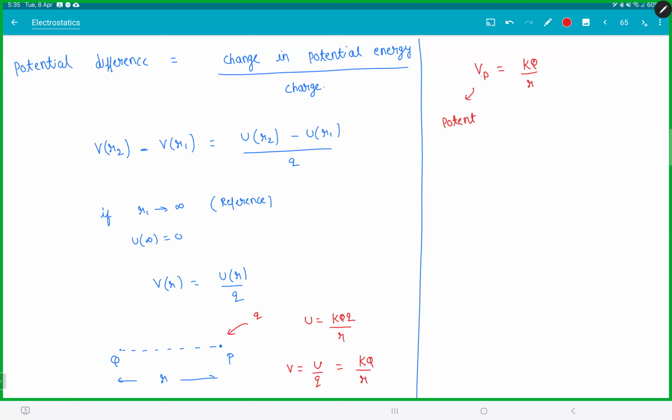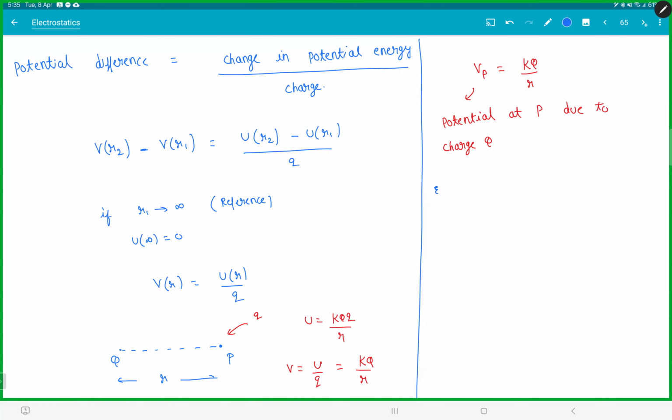So this is the potential at P due to charge Q. It's a scalar quantity, it just adds up. So that is the formula for potential at a point P. So exactly what does this mean?